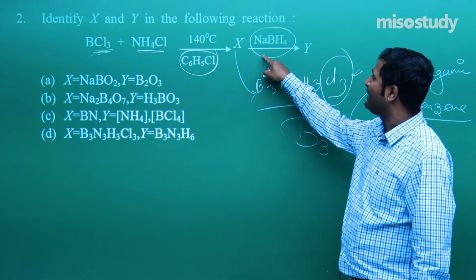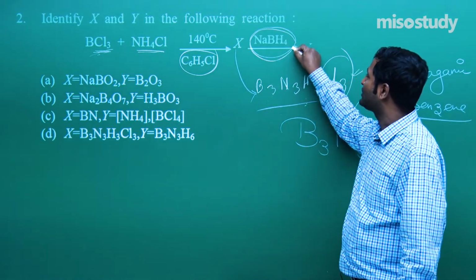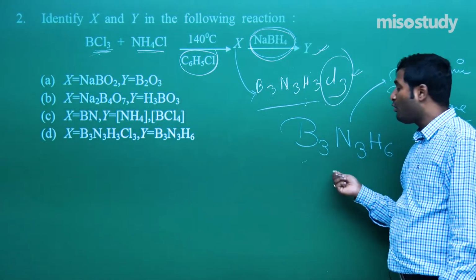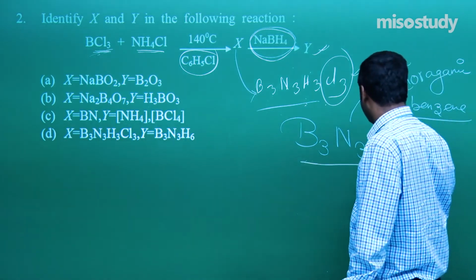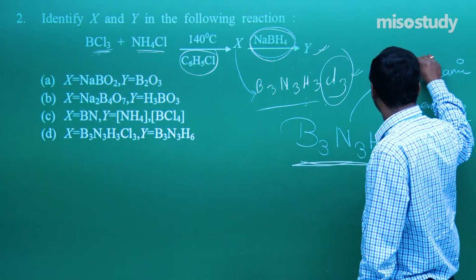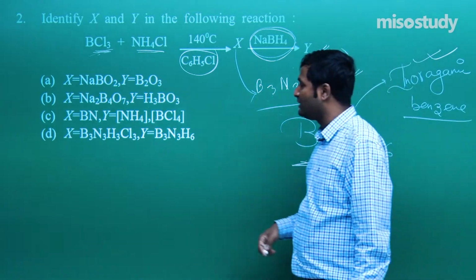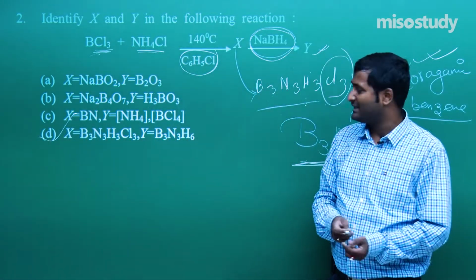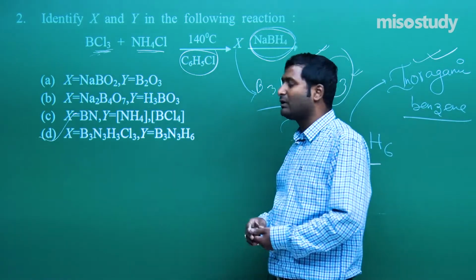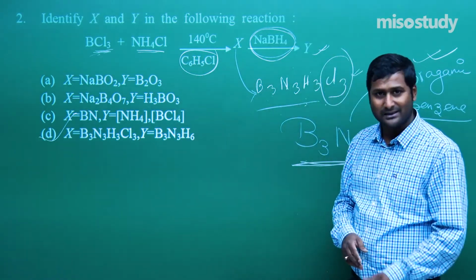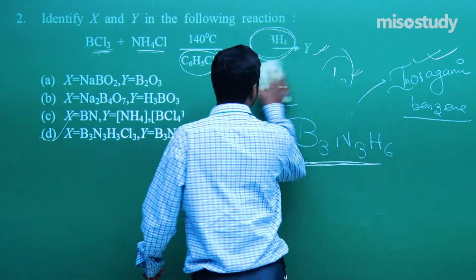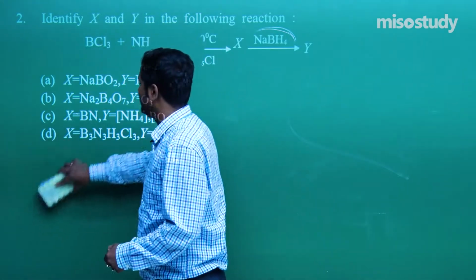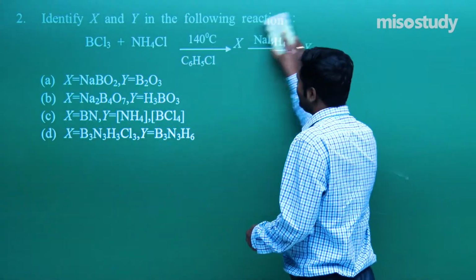Clear? So in this case the product X is B3N3H3Cl3, which on further reduction gives you the next product, borazole. This is known as inorganic benzene. So X is B3N3H3Cl3 and Y is B3N3H6. Clear? Now I'm going to rub this part and we'll discuss the next one. Let's move to the next question.